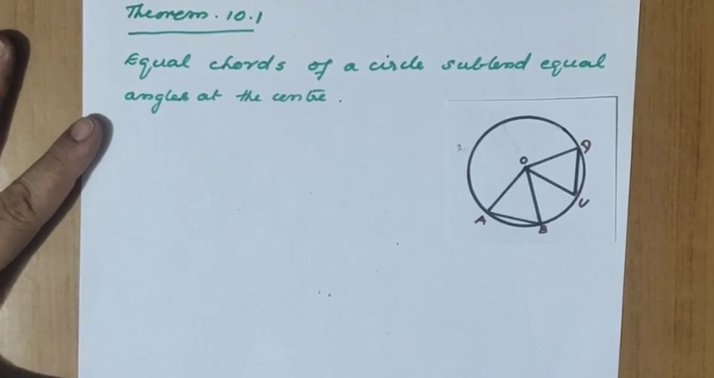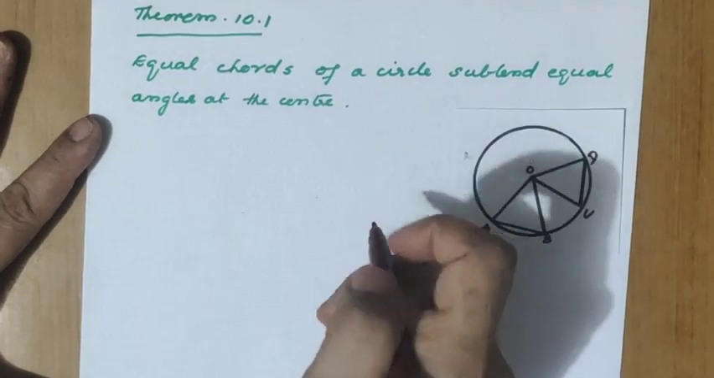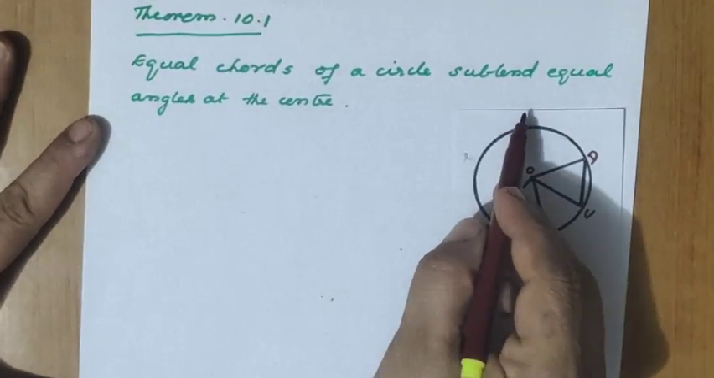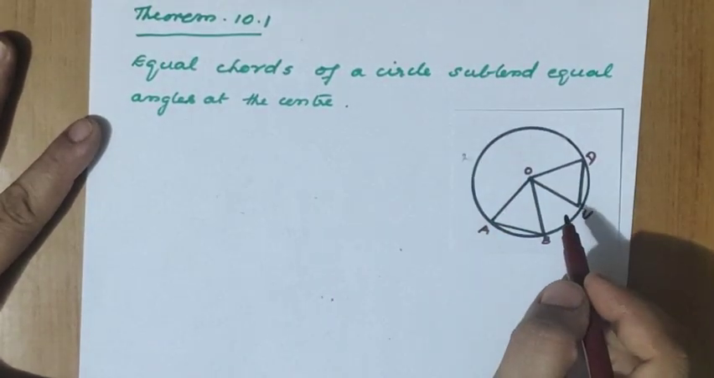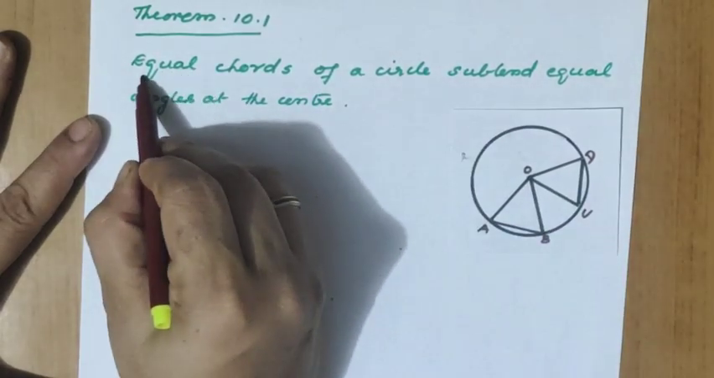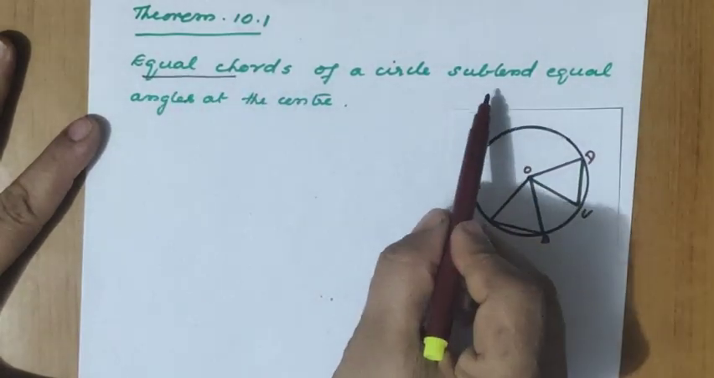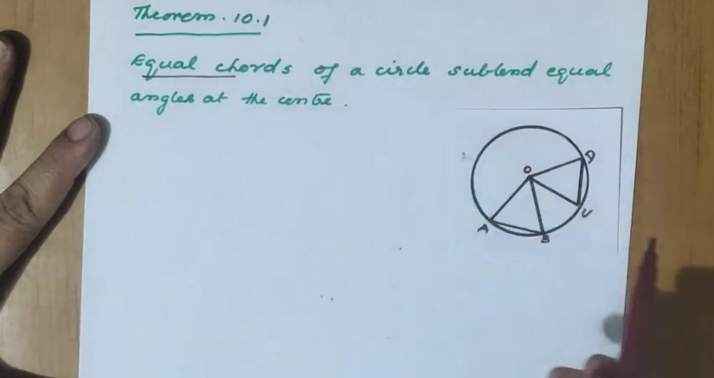Good morning children, we are going to learn about the theorems based on circles. Theorem 10.1: Equal chords of the circle subtend equal angles at the center. So what is given in the question? Equal chords. What is to be proved? The chords subtend equal angles at the center.